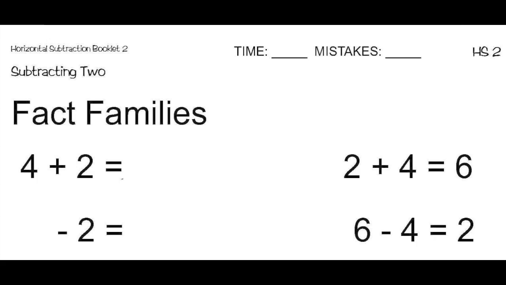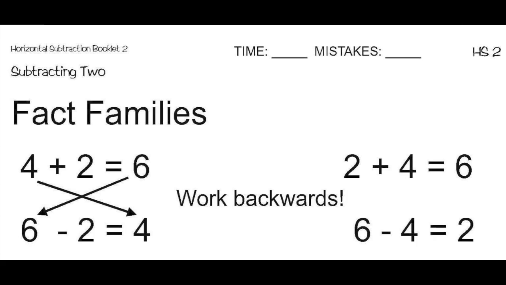On this page, we're going to work on fact families. Let's do this addition problem first. 4 plus 2 equals 6. So then we'll use the same numbers on the subtraction problem beneath it. One approach is to work backwards. Since the addition problem started with 4, the subtraction problem will end with 4. And since the addition problem ended with 6, the subtraction problem will begin with 6. The 2 will stay in the same place. So that makes the subtraction problem 6 minus 2 equals 4.